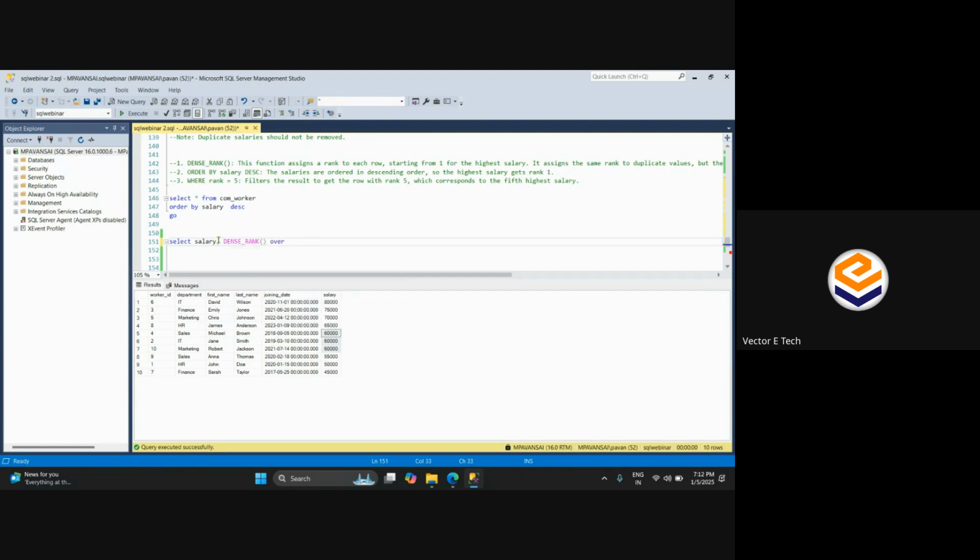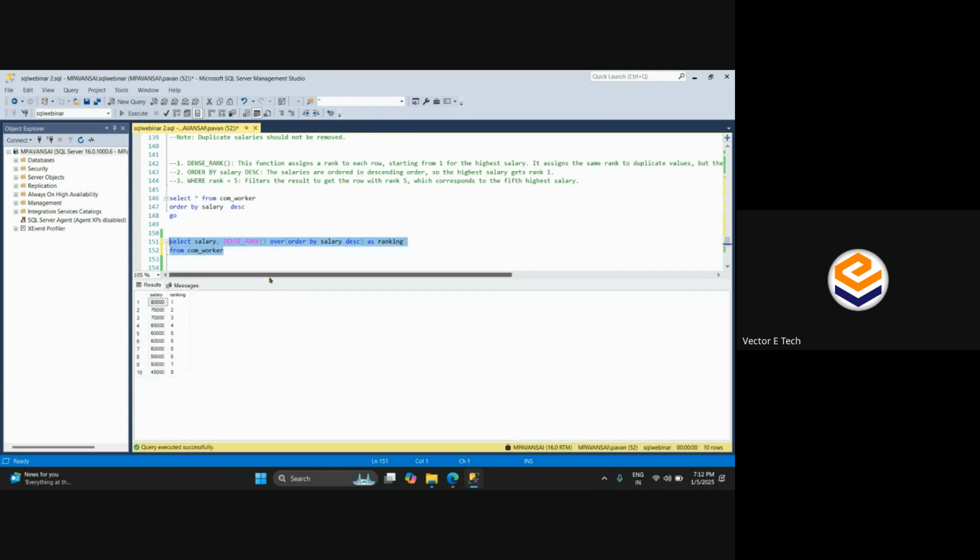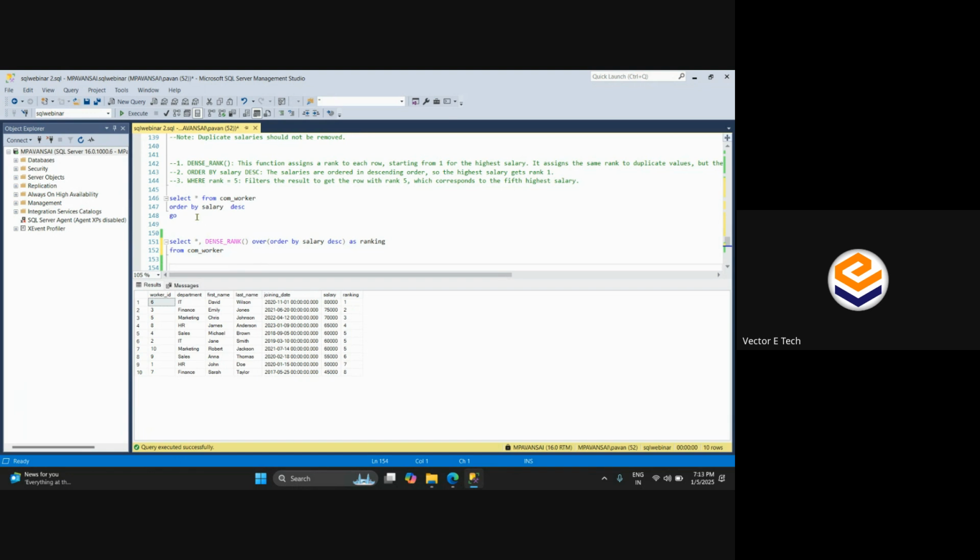In the over clause, what do we need to write? Order by salary in descending order, right? We can call it ranking. From which table? The table name is com worker. If you execute this, you'll be able to see the salaries and the ranking, and you're able to get the fifth ranking. Or if you want all the columns, you can just put star. That is also fine. You'll get all the columns and the ranking.